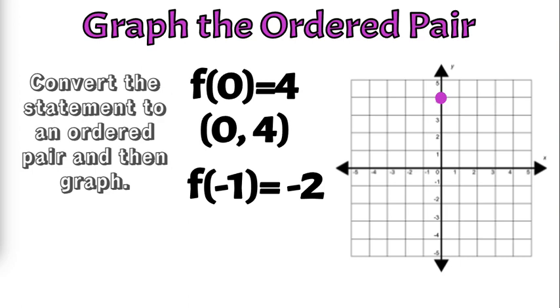If we have f of negative 1 equals negative 2, the x value of our point is negative 1, and the y value of our point is negative 2. So we can plot the point negative 1, negative 2.